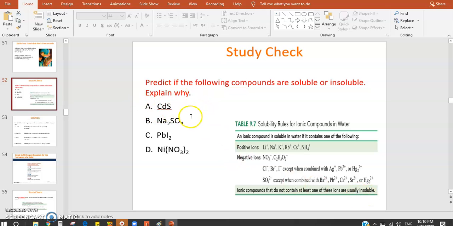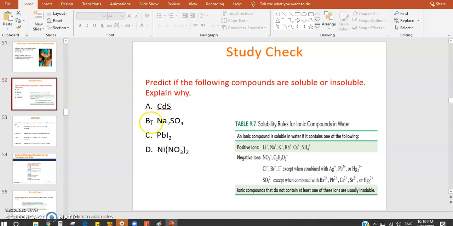So let's go here and see. Here, if the CdS will ionize, it will ionize into Cd and S. So let's see if we have any Cd or S here. No, we don't. So the last line states that if it doesn't have at least one, then it's not soluble. So this one is not soluble.